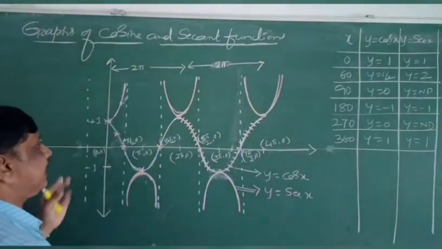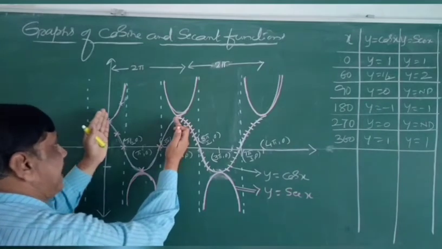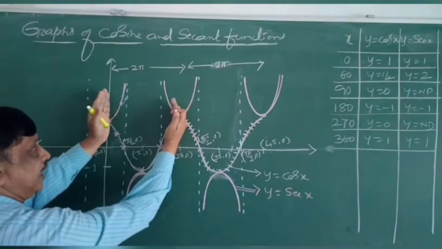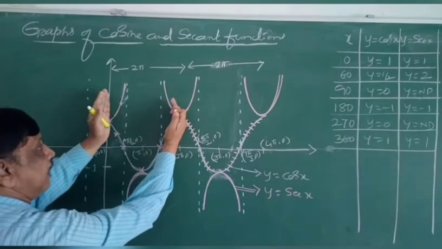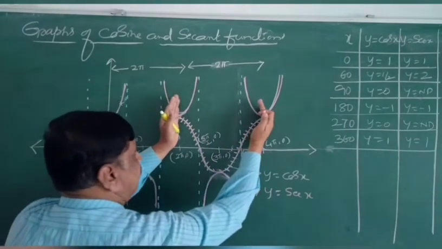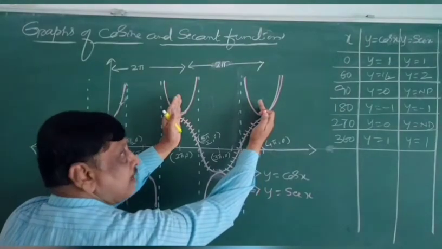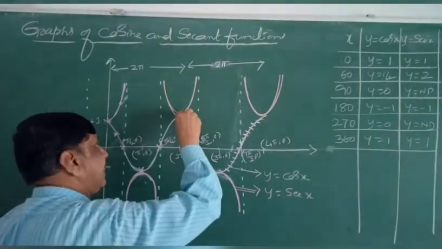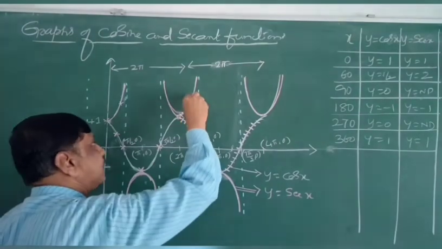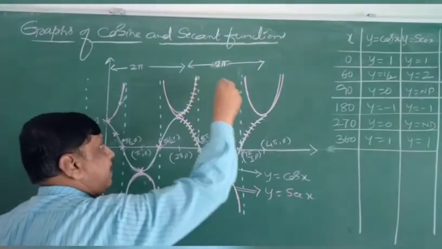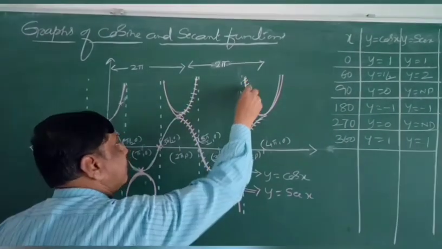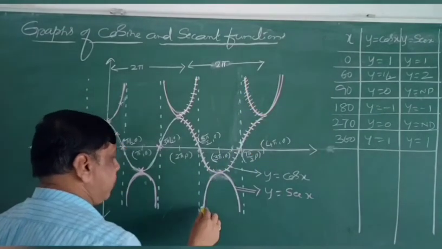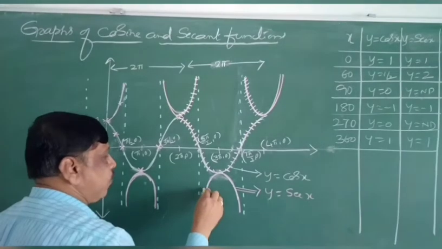Again, you will observe this is the graph of y equals secant x in the interval 0 to 2 pi. Again, in the interval 2 pi, the same curve repeats. Hence again we say that the secant function is also a periodic function in the interval 2 pi. I hope you understood.